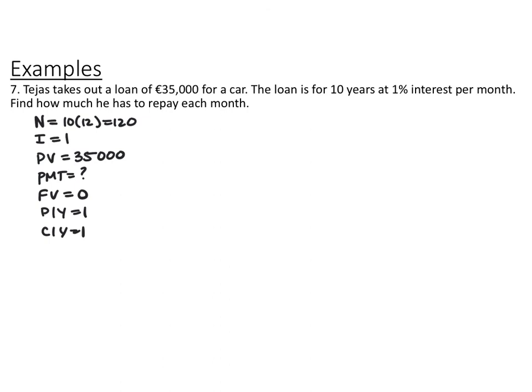So if we plug all this into our TVM solver, N is going to be 120 because in 10 years there's 120 months. I is already in monthly, so our interest rate is just going to be 1. Our present value is 35,000. Our payment is what we're solving for. Our future value is 0 because we want to pay off the whole loan. Payments per time period is 1, and compounding per time period is 1. So go ahead and solve for his payments per month. So using the TVM solver, highlight payment, alpha enter, and his payment is going to be 502 euros and 15 euro cents every single month.